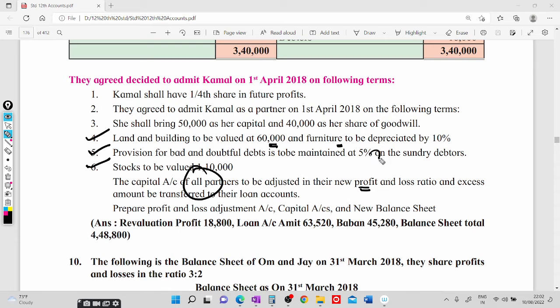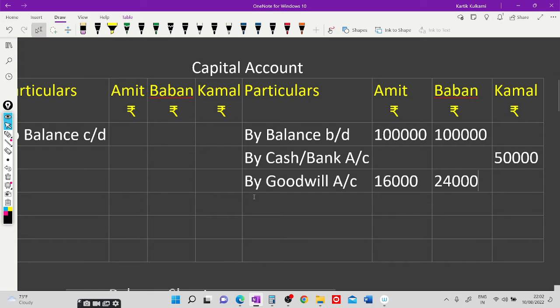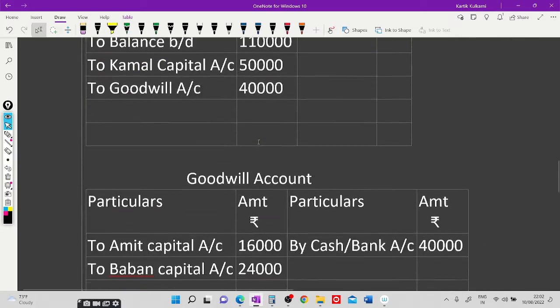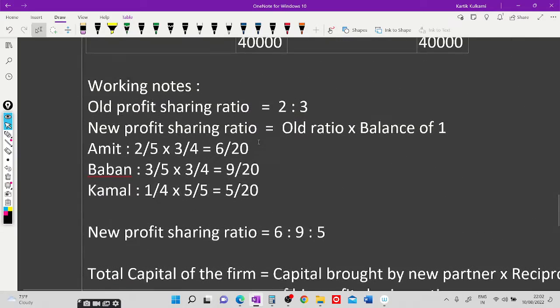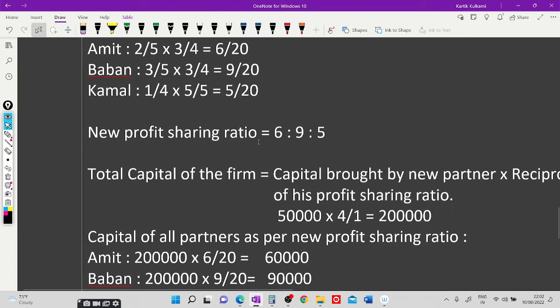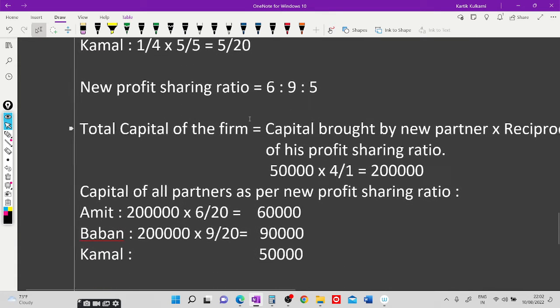New ratio we have just calculated now, and since they want their capitals to be adjusted as new ratio, any excess amount of the capital of the respective partners will be transferred to their loan account. So for this we have to calculate the individual partners share of capital as per new profit sharing ratio. We will calculate the total capital of the firm first.